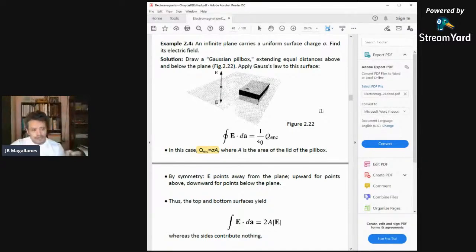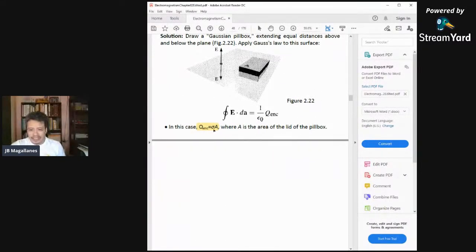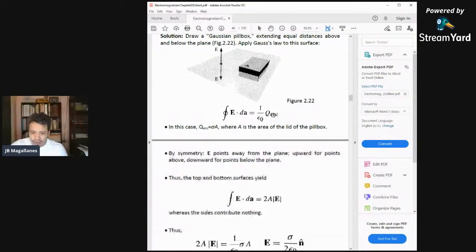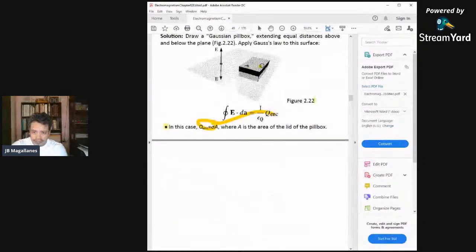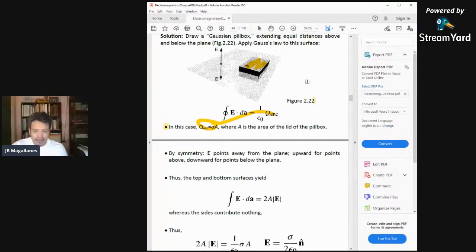Sigma is uniform, so that is constant. You can take that out of the integral. So you have a remaining integral of dA, and the integral of dA will just be the total area. So you can replace this Q with sigma A, where A is the area of the lid of the pill box. This is the area A. It's the same area below.